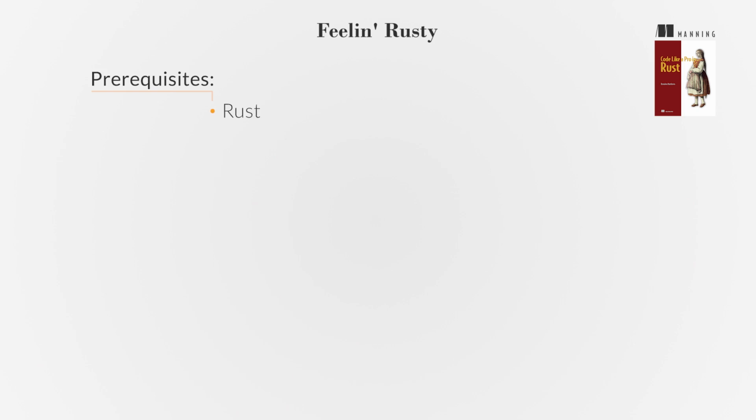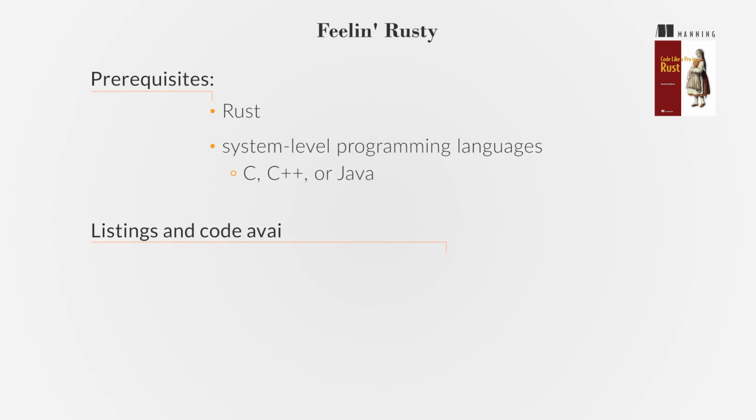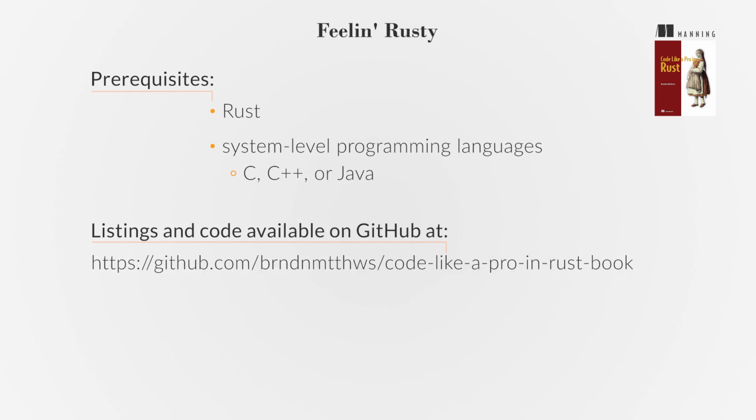Prior knowledge of Rust and experience with system-level programming languages like C, C++, or Java will be beneficial. The book includes partial code listings, with full code samples available on GitHub at this link under the MIT license.